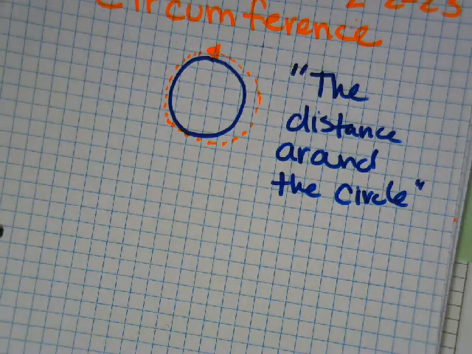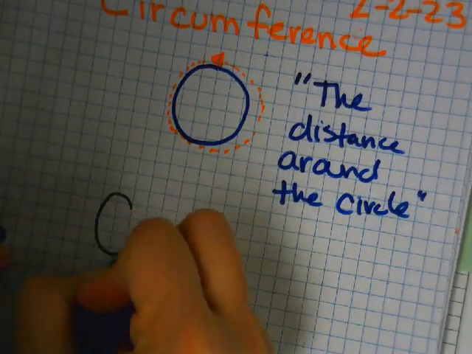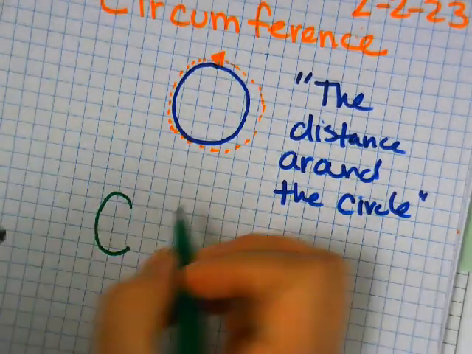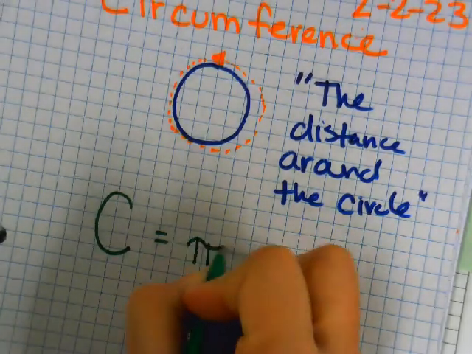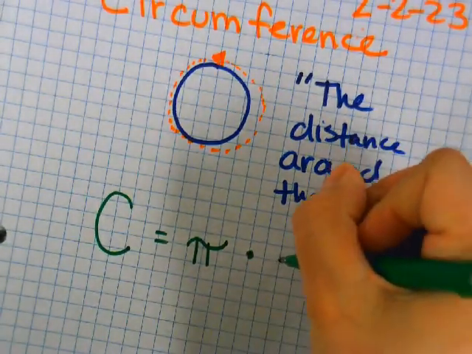So someone super awesome, thousands and thousands of years ago, figured out that there's a relationship in a circle when it comes to the distance around a circle. You know, these cool mathematicians, they had nothing else to do. They had no iPhones. So the circumference, capital C, is equal to pi times diameter.